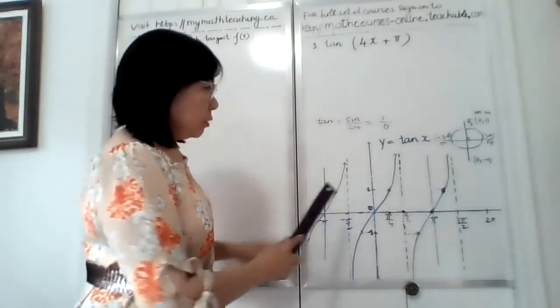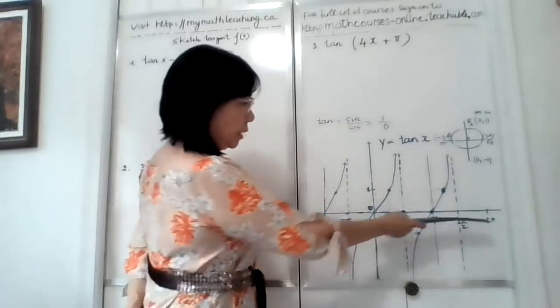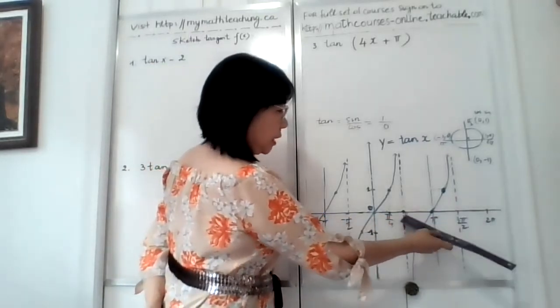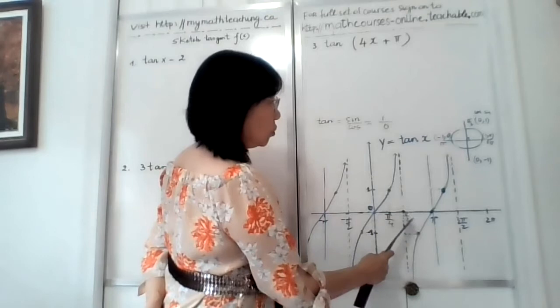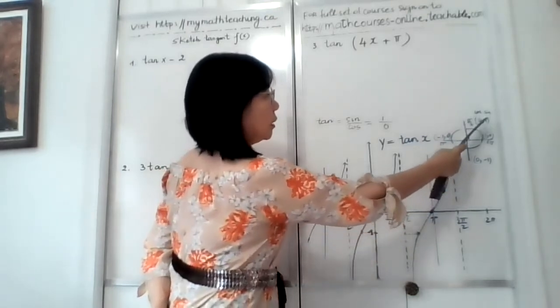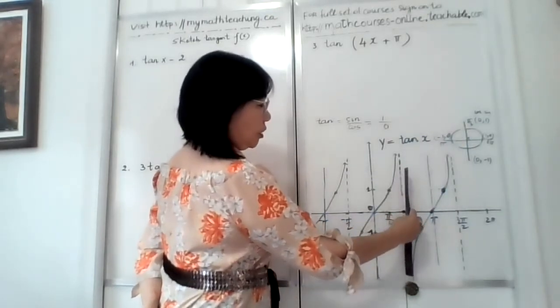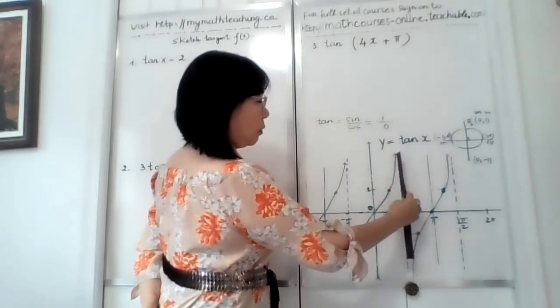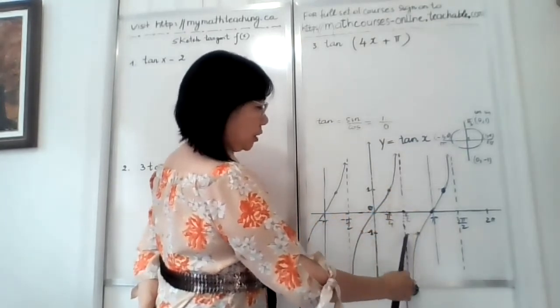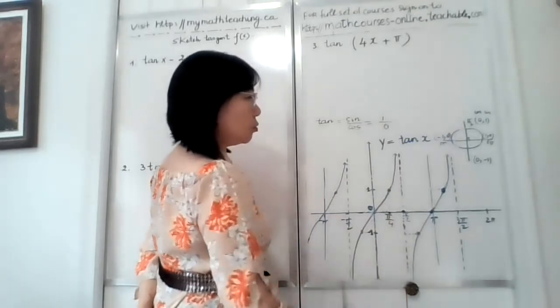And therefore, if you look at the scale here, which represents the angle, at pi over 2, which is this angle right here, the function does not exist. And therefore, we draw the dotted line as the asymptote.